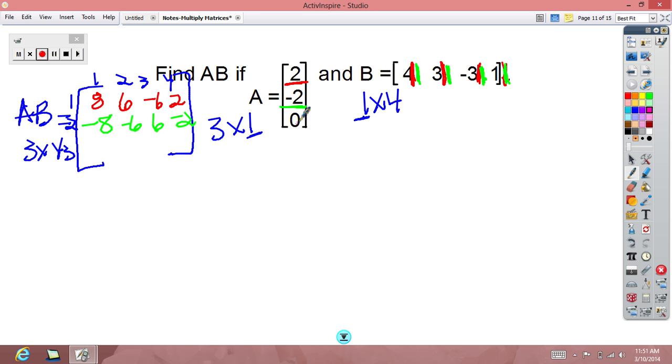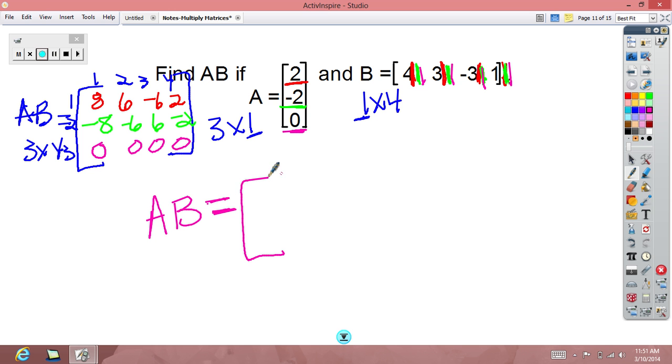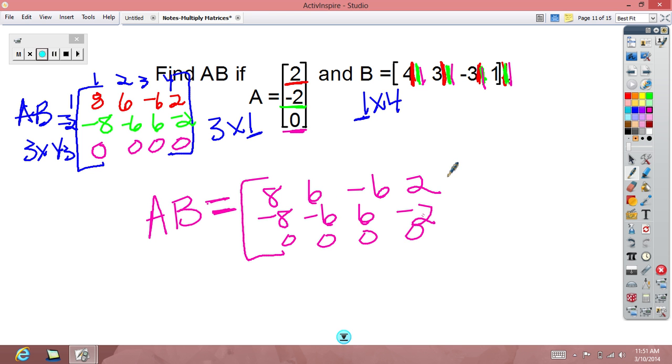0. Oh, this is going to be easy. What happens if I multiply in 0? If I multiply 0 by all of these, I'm going to end up with zeros, aren't I? Which means that this whole third row is going to be full of zeros. And so my answer for AB is 8, 6, -6, 2, -8, -6, 6, -2, 0, 0, 0, 0. Okay?